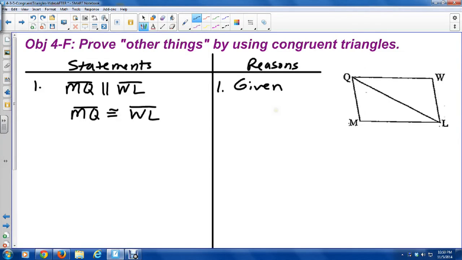Okay, your second example for how do I use, or really your third example, I guess we count 16. How do I prove other things by using congruent triangles, but specifically, how do I use CPCTC in a proof? Okay, and I said you can prove segments or angles congruent using CPCTC after you've proved triangles congruent. But if you look at 18, I'm not asked to prove segments or angles are congruent. I'm actually asked to prove that lines are parallel. ML is parallel to WQ.